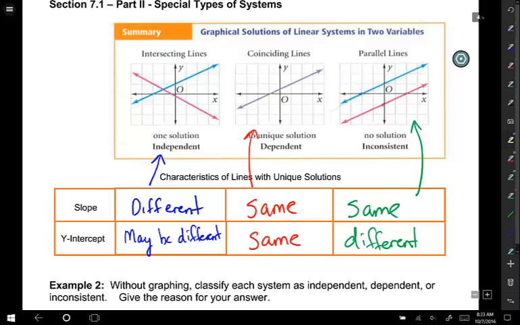Now, I just need you to pick up on the fact that those three words, independent, dependent, and inconsistent, are new words for us. We didn't do those in Algebra 1. We did one solution, no solution, and infinitely many solutions. We talked about how many. And now it's more of a word classification. So I just need you to pick up on those words and realize that if it says, what kind of solution do we have? You might respond, oh, this is an independent one, which means there's one answer, okay?